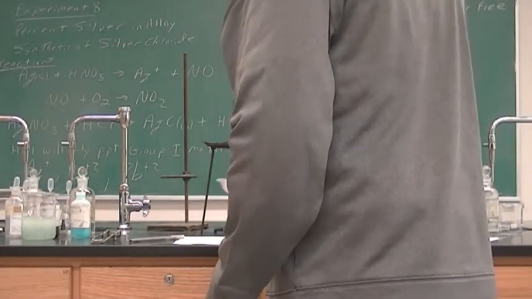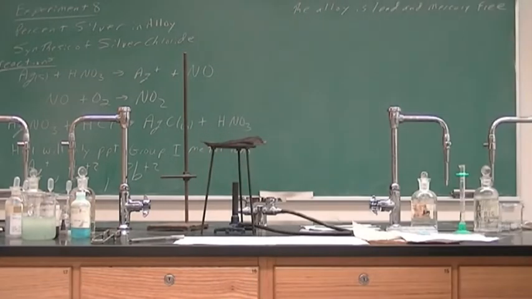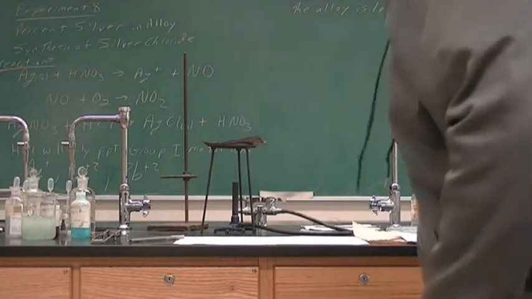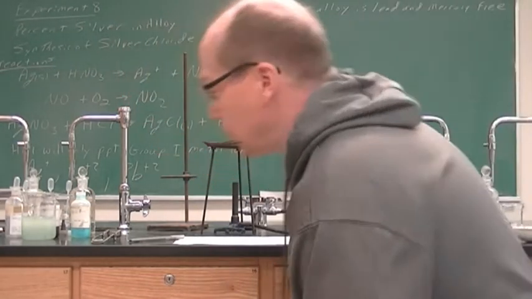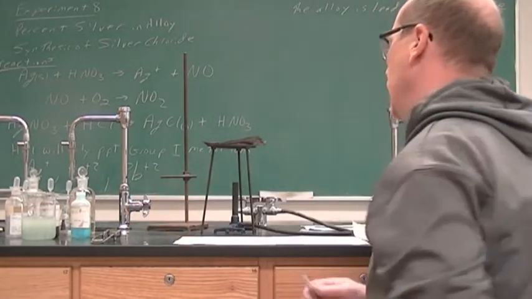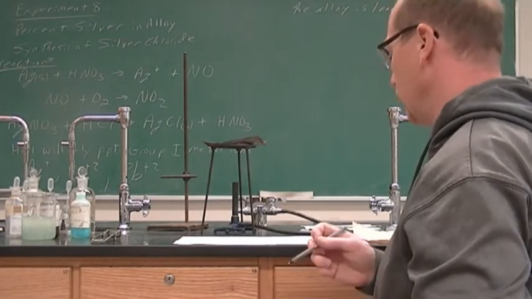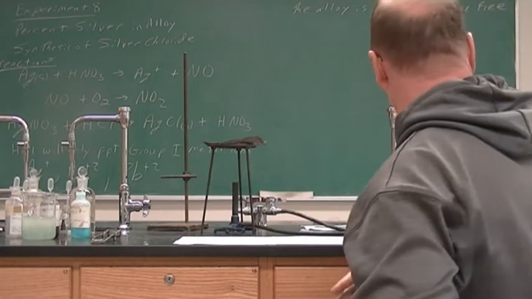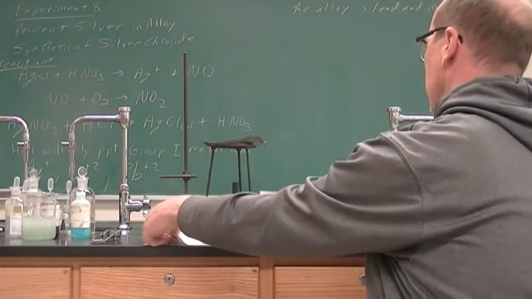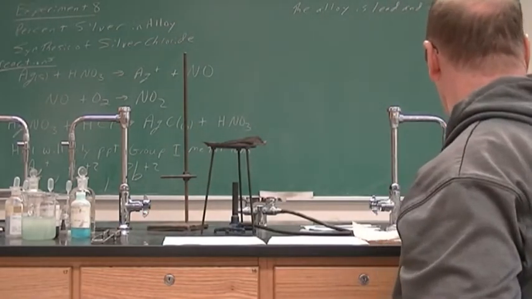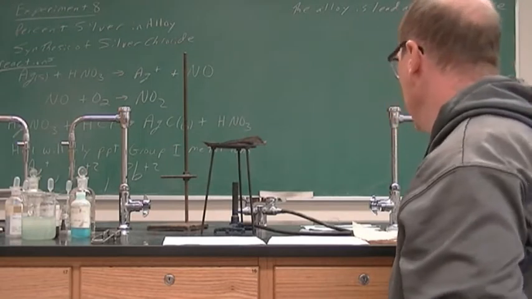All right, and then once this has cooled, we will have the mass of the evaporating dish and the silver. Then we can, by subtraction, get our mass of silver, and then by division get our percent silver in the alloy. All right, so it'll take a couple of minutes for this to cool.